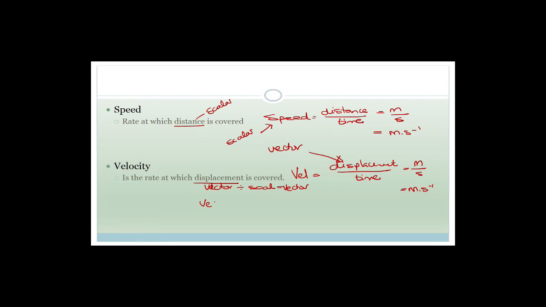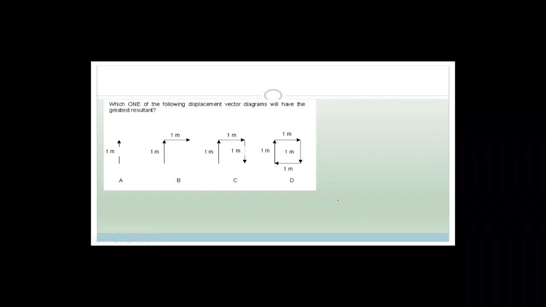A vector multiplied by a scalar also gives us a vector. Okay, do you understand that? So a vector times a scalar gives a vector, and a vector divided by a scalar is a vector. So therefore, there has to be direction. We have to give direction.